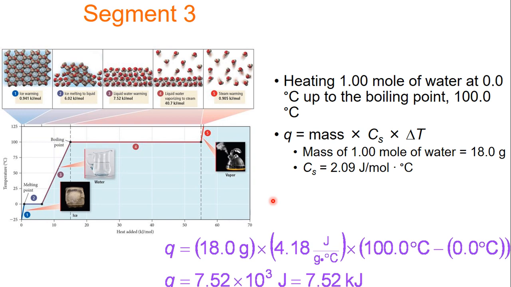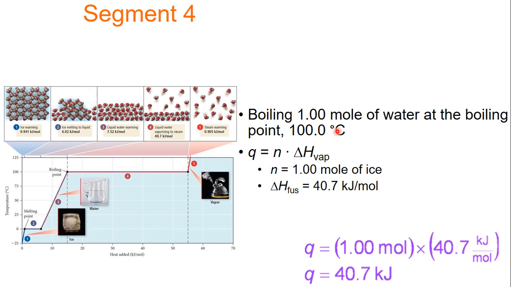Next, we have water at 100. We have to turn it to steam. We have to boil that. So Q equals n times delta H of vaporization. And I have fusion here, so that's a typo. That should be delta H of vaporization. That equals 40.7 kilojoules per mole.